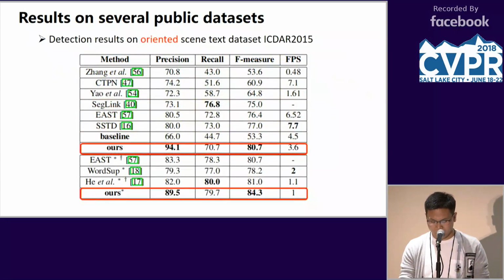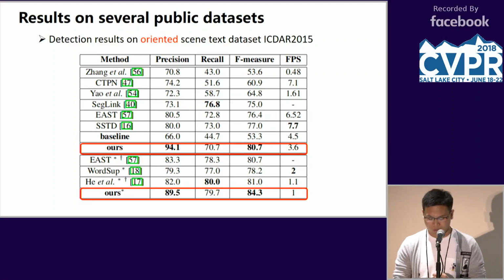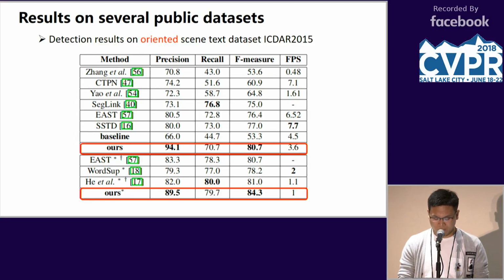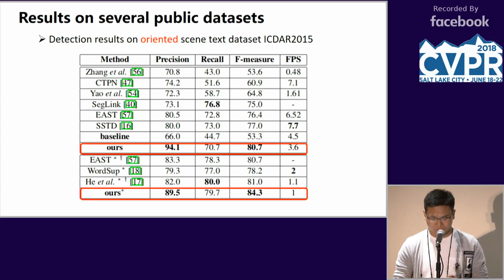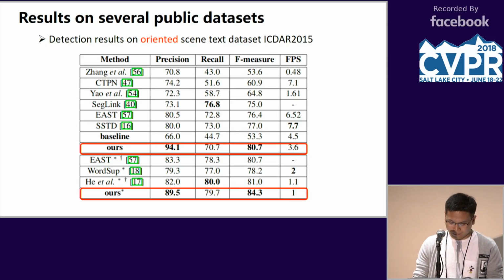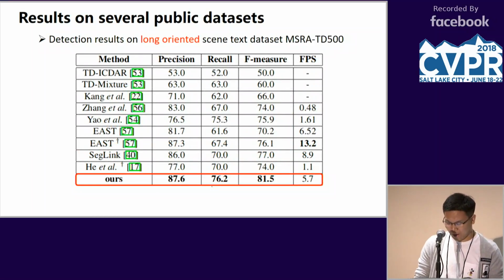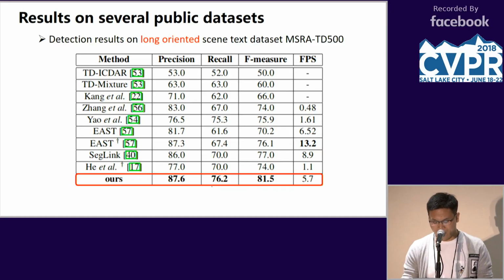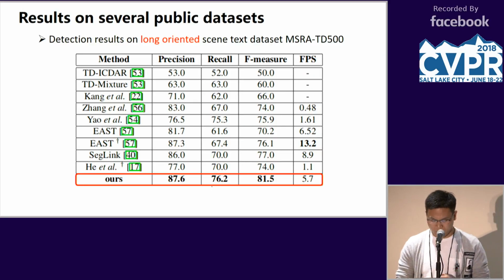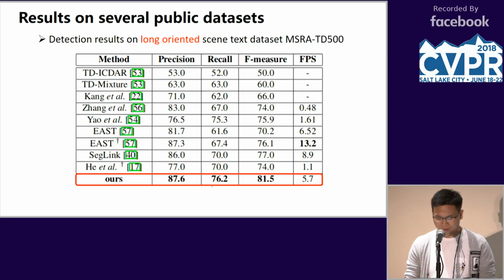Our model handles the oriented text and the long text well. For example, on the oriented text dataset ICDAR 2015, our model achieves the F-measure of 84.3, higher than the best one by 3.3 points. On the long oriented text dataset MSRA-TD500, the F-measure of our method is 81.5, also much better than the previous results.